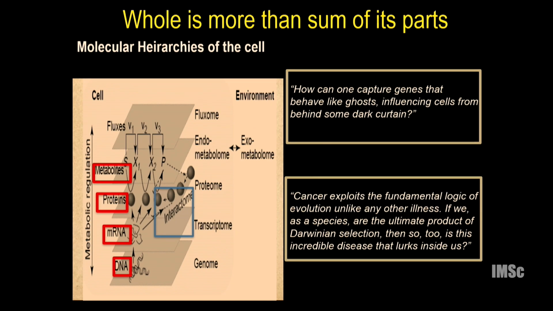Another quote, that cancer exploits the fundamental logic of evolution, just like we as a species are the ultimate product of Darwinian selection, essentially tells us that we have the right of way to use this method, the constraints-based modeling and analysis method, and the principle of optimality that flux balance analysis purports to understand the emergent properties of cancer.